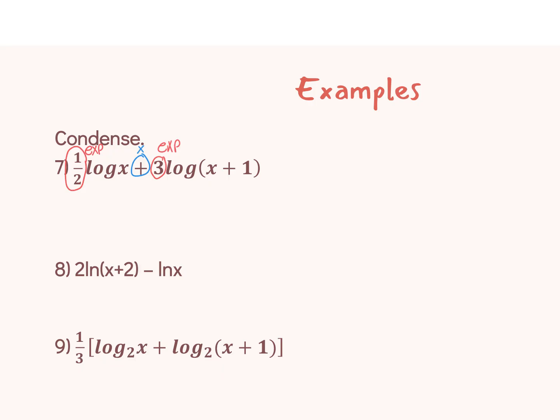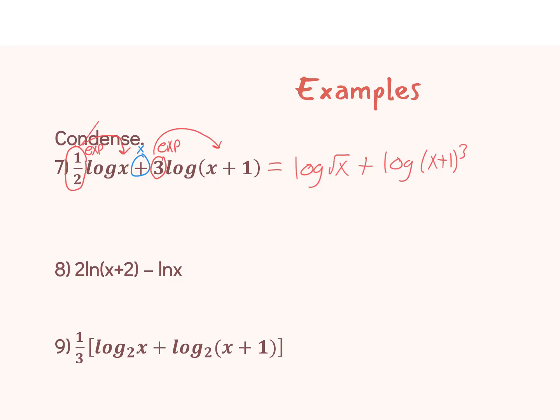So this time I'm actually going to take care of the exponents first, and I'm going to move those on top of whatever's on the inside. So I know that this is going to be a log of x to the 1/2, but I know that anything to the 1/2 is the same as a square root. So I have log square root of x plus log x plus 1 to the power of 3.